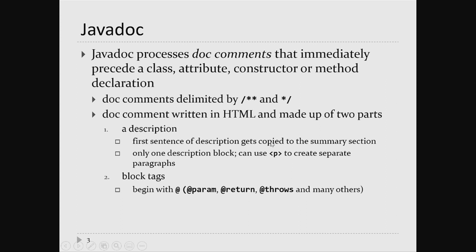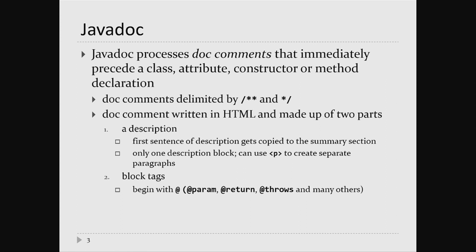So the first sentence of your doc comment gets turned into the summary section for the thing that you're documenting. When you look at the documentation for a class, there's a summary of all the features, and then at the bottom there's the detailed comments. So it's that first sentence that defines what appears in the summary.